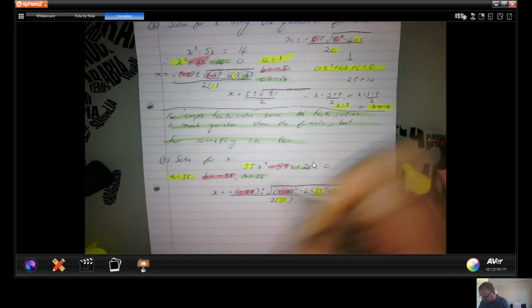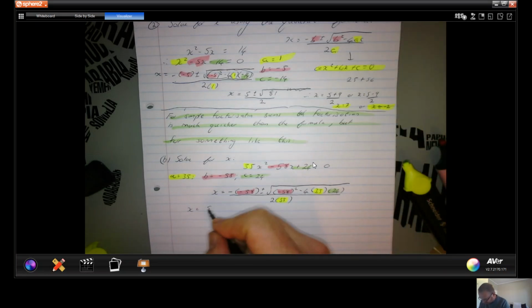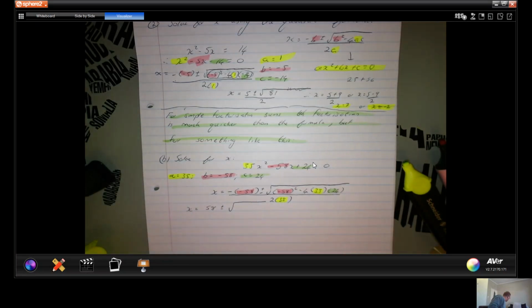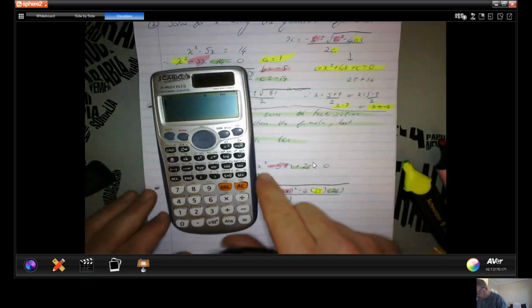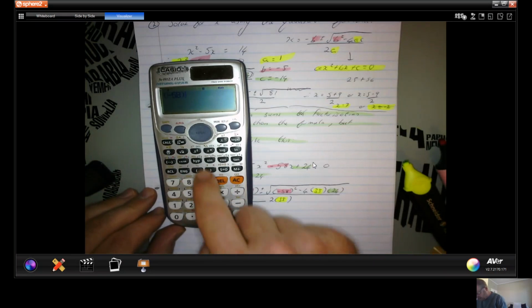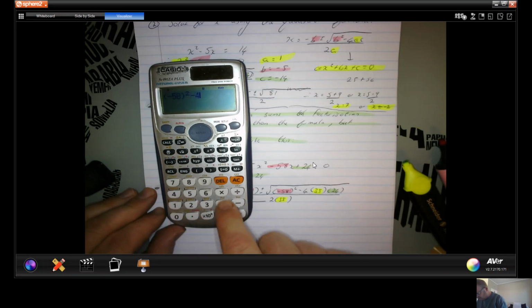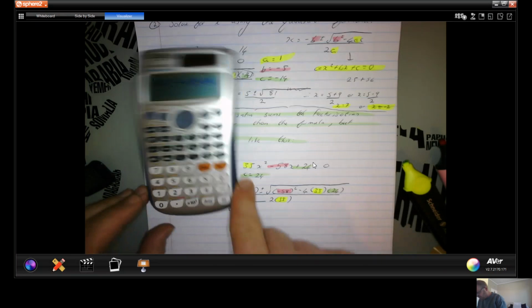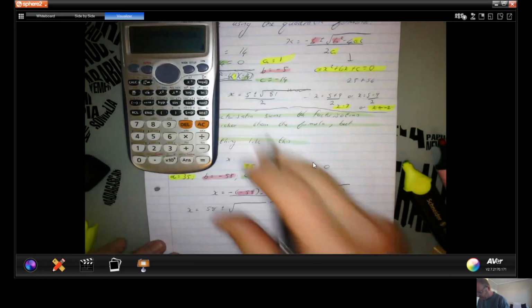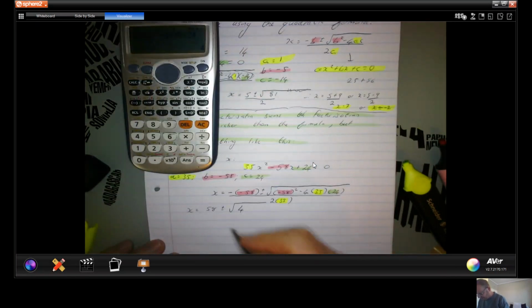Right, so now I've used my calculator to work out what's under the root. So I'm going to get x is equal to 58 plus minus. Right, so if we get our calculator, you're going to get negative 58 squared minus 4 times 35 times 24. And I get 4. So I get 58 plus minus 4, over 70.